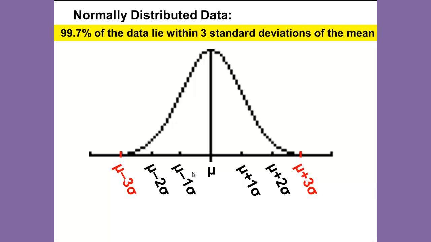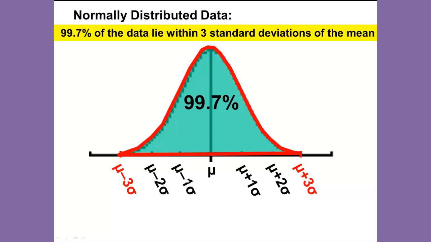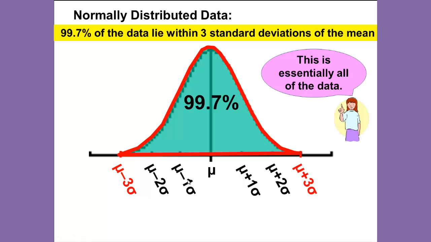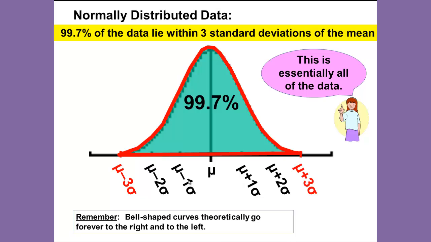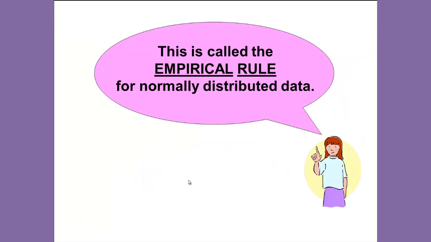99.7% of the data lie within three standard deviations of the mean. So we would have 99.7% of the data within those three standard deviations. This is essentially all the data. But remember, bell-shaped curves theoretically go on forever to the right and to the left. This is called the empirical rule for normally distributed data.